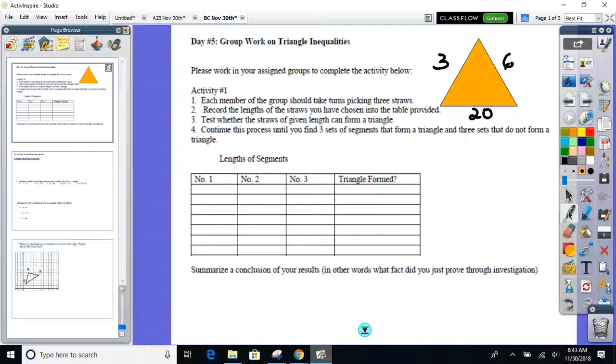So here's what we're going to do. Big group activity today. Define that rule for me. If you start reading the directions for today's group activity, you will see the following. Each member of the group should take turns picking 3 straws.